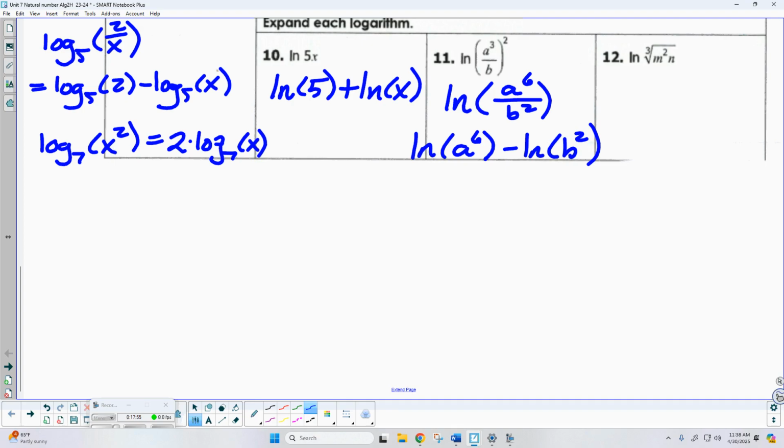Yeah, if you're expanding it, any power, you want to make sure to pull those to the front where they become coefficients. That's our power rule. So my final answer would be 6 times the natural log of a minus what? Minus 2 times the natural log of b. There we go.